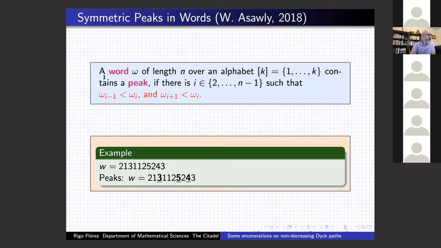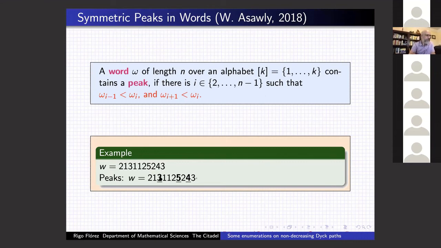She defined a word in this alphabet. And for the word in this alphabet, she defines peaks, and we said, oh, wait a moment. She's defining peaks, and we have peaks in our path. Let's see what happened. And then she defines peaks in words in this way.